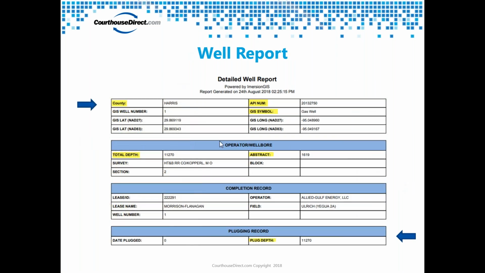I pulled up a well report, and this information gives you the county that the well is located in, the depth of the well, and what abstract it was located in. All these wells are assigned an API number, so you've got the API number there. Down at the bottom, it tells us the depth of the well, which happens to be 11,270.